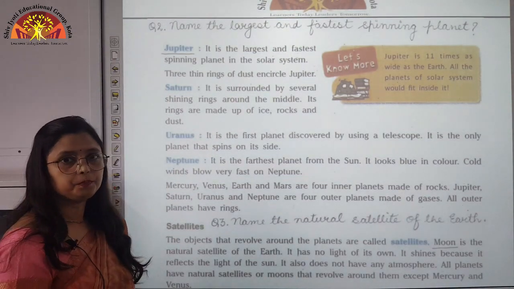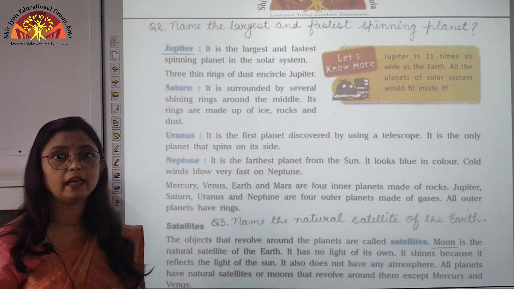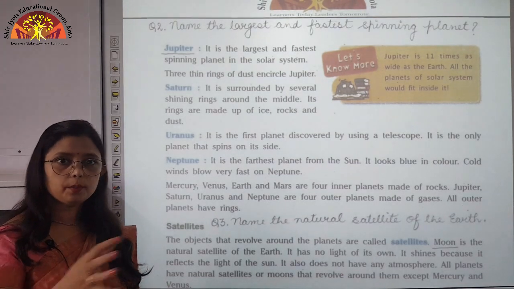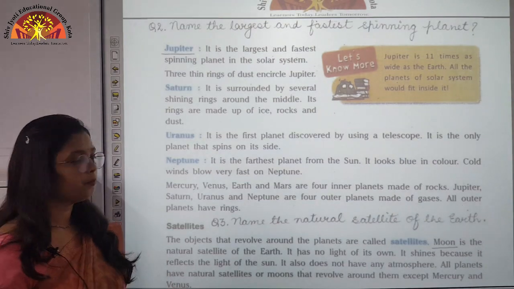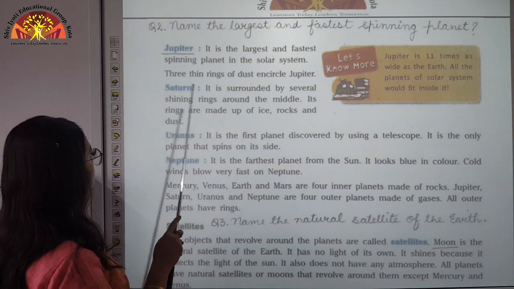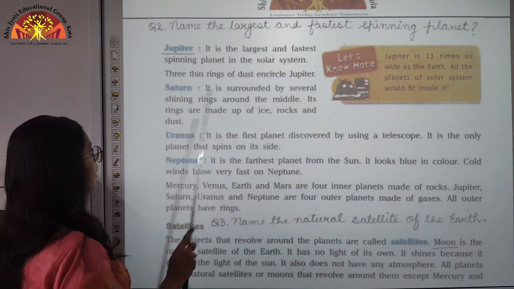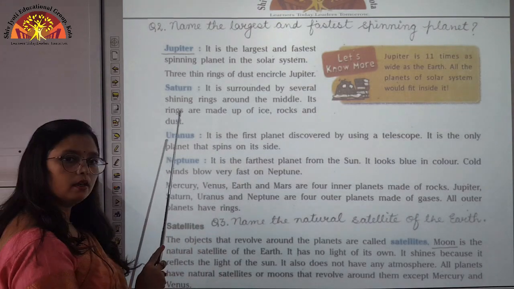Now, children, this Jupiter is so large, it is around 11 times wider than the Earth, and all the planets can come into it. It is so big. Okay. Now we come to the next, that is Saturn. It is surrounded by several shining rings around the middle. Its rings are made up of ice, rocks and dust.